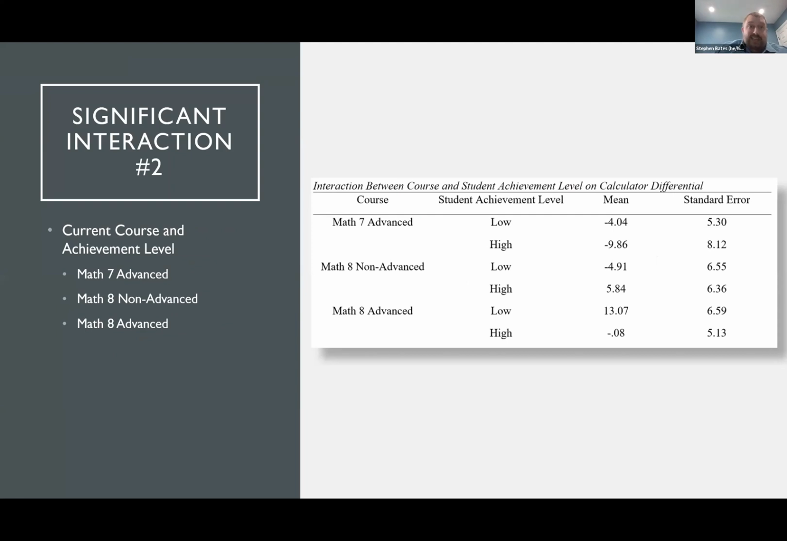The second significant interaction was between course and achievement level. So overall, everyone in Math 7 Advanced was negatively affected. Their mean calculated differential scores were both negative, whether you're a low or a high achiever. In our 8th grade non-advanced course, the high achievers were positively affected, whereas the low achievers were negatively affected, which kind of went against what I was hoping. And in the Math 8 Advanced course, the low achievers were drastically affected, whereas the high achievers are only slightly negatively affected when using the graphing calculator.